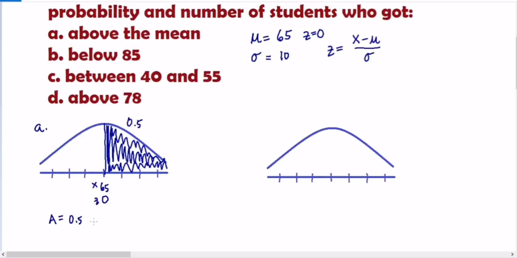Okay, that is the area. Or you can convert it into percentage. You just have to multiply it by 100. That is equal to 50%. Alam na natin yung 50% kalahati. Kaya nga kalahati naka-shade dito.